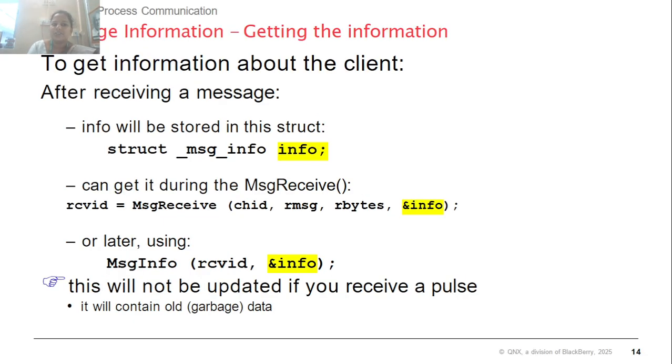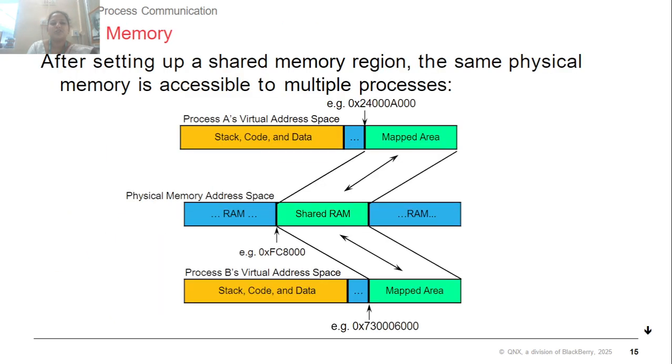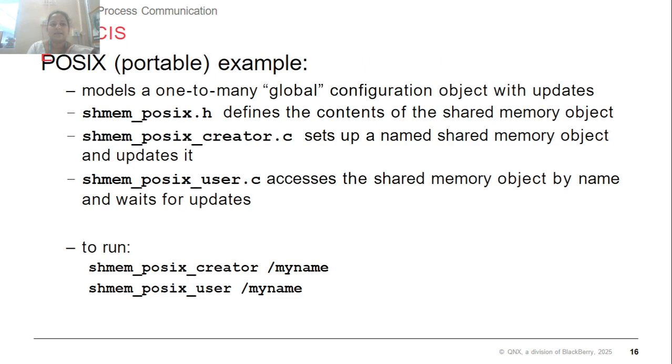After receiving a message, the client information will be stored in a struct, obtained during the message receive or later using MsgInfo, and this will not be updated if you receive a pulse. Shared memory: after setting up a shared memory region, the same physical memory is accessible to multiple processes. There is the code and data, which may be in a mapped area, and also the physical memory address space.